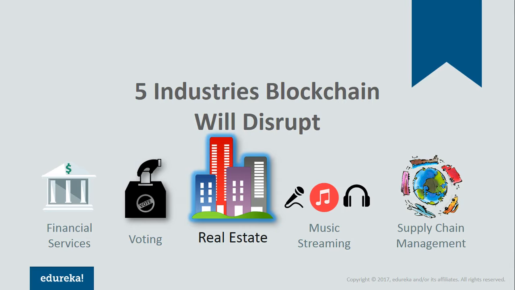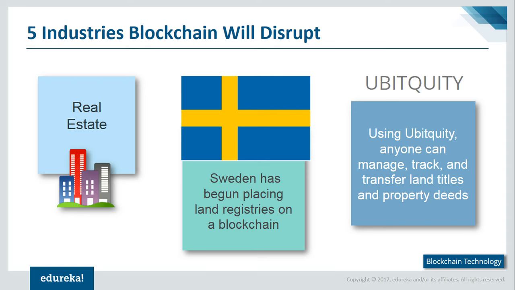The next domain is the real estate domain. Now, like I had said, if you have data which is not going to change over time, then definitely blockchain can be used, and this is one domain that has already been disrupted through blockchain. Sweden has already begun the process of migrating all the land registries to blockchain, so that in future any land deeds will be performed on blockchain itself. Apart from that, Ubiquity is an application through which anyone can track as well as transfer land titles and property deeds to users who are part of this platform as well. This in turn is something that is going to grow into a very vast technology as well.